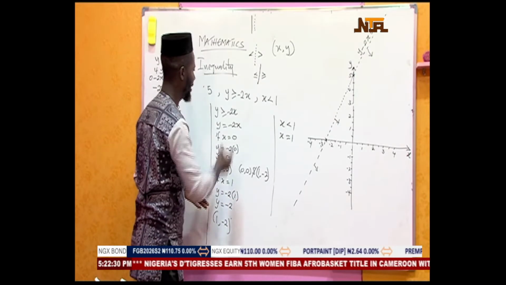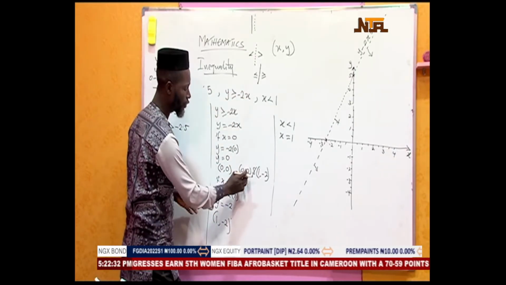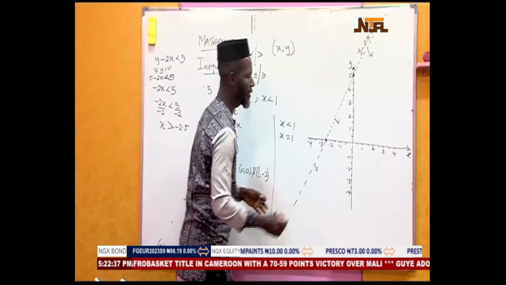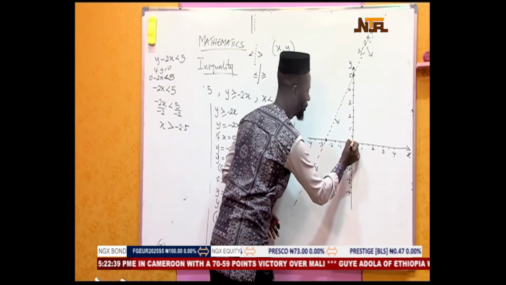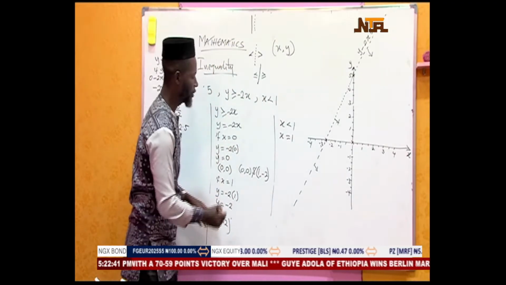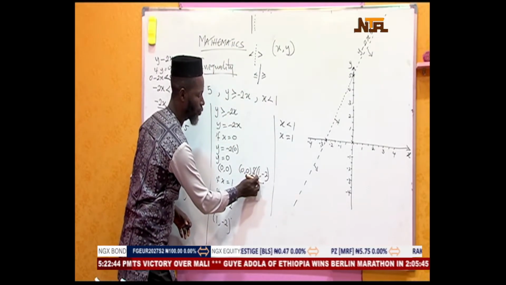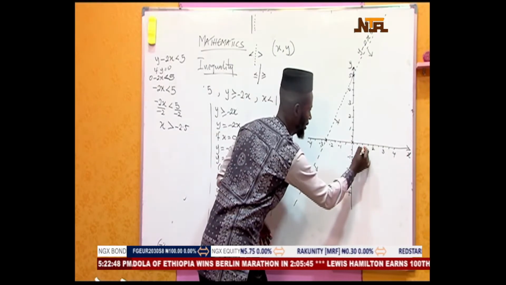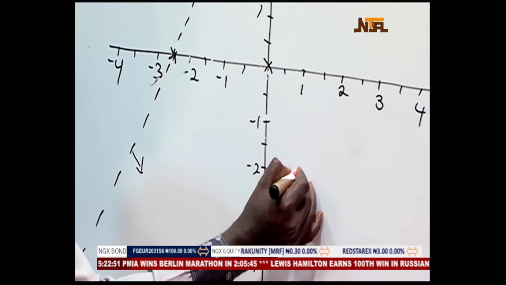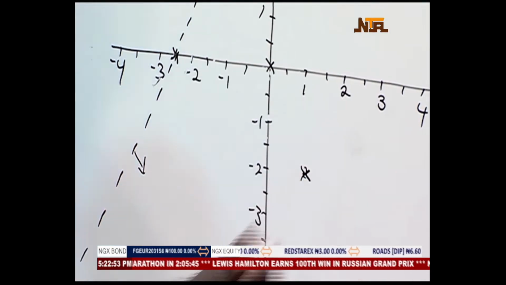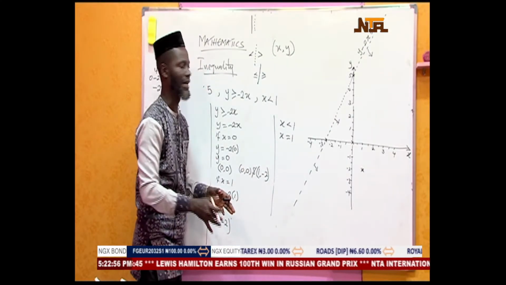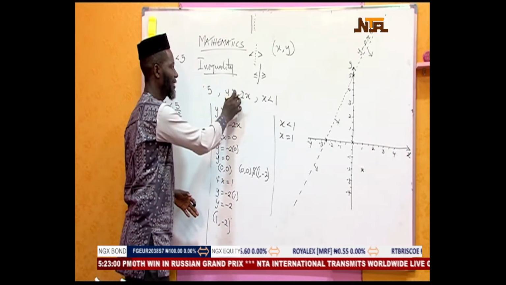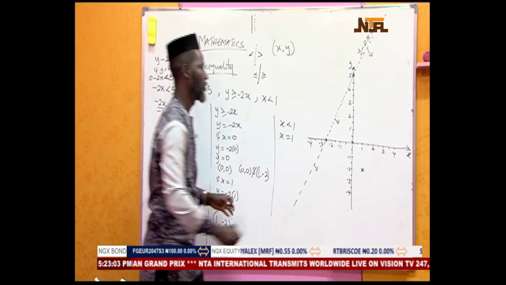Now let's go back to the second one, which is this one. The first coordinates of this one is 0, 0. When x is equal to 0, y is equal to 0, which is this. That is the origin. And the second one is when x is equal to 1, y is equal to minus 2. So this is it. Now, we are going to join the line together. It can be a thick line or a dotted line. Because we have greater than or equal to, we use a thick line.